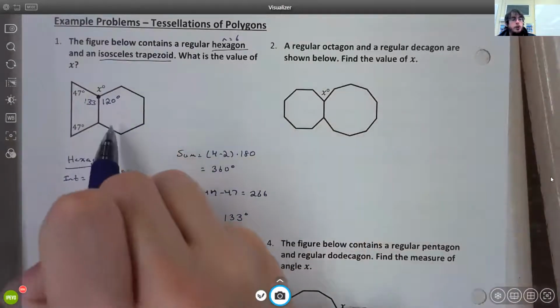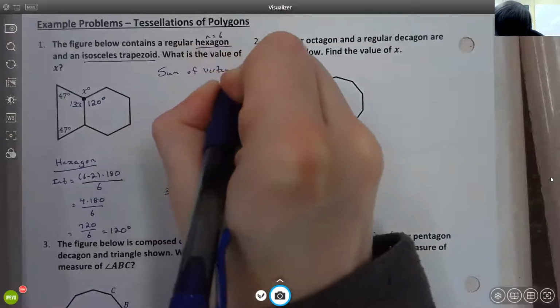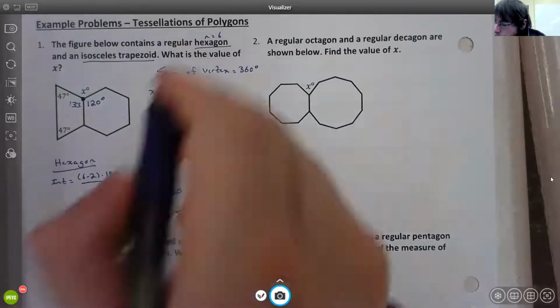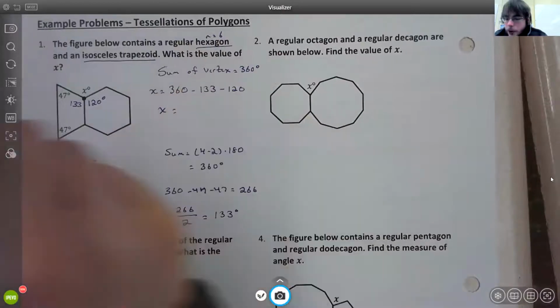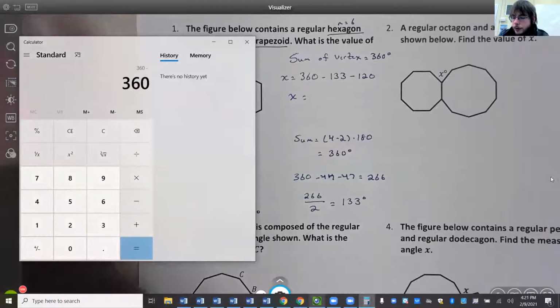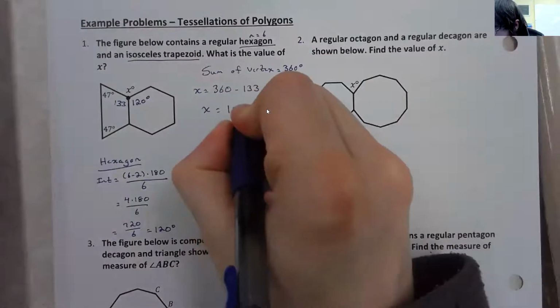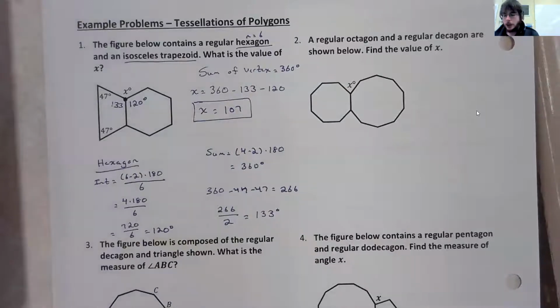Well, now we have those two angles we were missing, and we know the sum around the vertex is equal to 360. So that means that x has to equal 360, take away those two angles. So 360 minus 133 minus 120. And if you do that in your calculator, you get 107 degrees, or 107 is x. And that's the gist for all of these. For any tessellation problem, really, you're looking for the missing angles that you don't have, and then you use them and the fact that the sum of the vertex is always 360 to find what your missing angle is. So let's look at number 2.